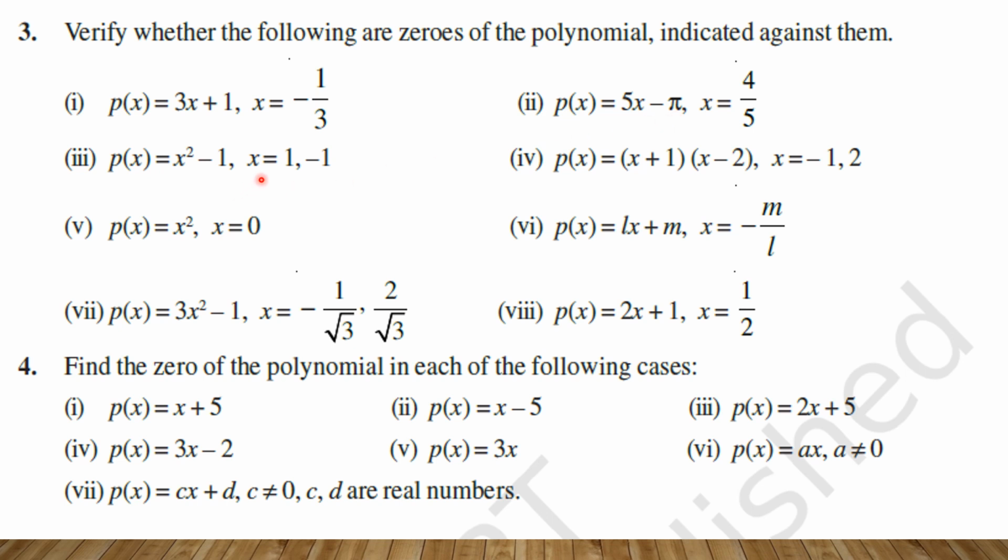Similarly, here you have to find P(1) and check whether the answer is 0 or not. Similarly, you will check P(minus 1) whether the answer is 0 or not. If the answer comes 0, it is a zero of the polynomial. If the answer is not 0, then it is not a zero of the polynomial. Similar to this case also, you can solve. In the sixth part, just put x equal to minus m by l and check by solving whether the answer is coming 0 or not. Understood? Question 4 is similar, you can try.